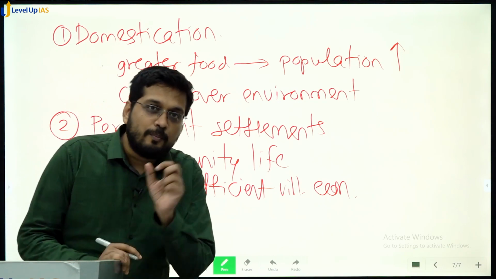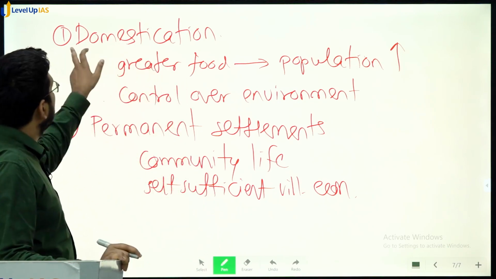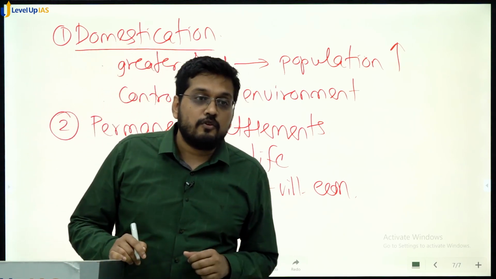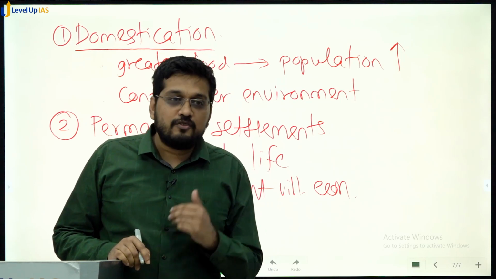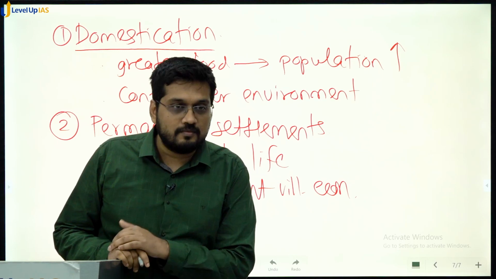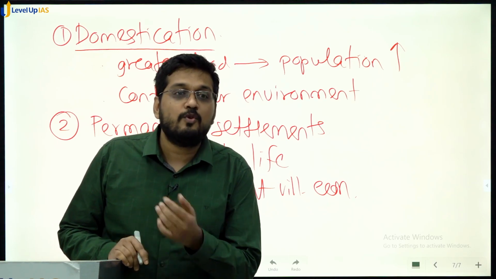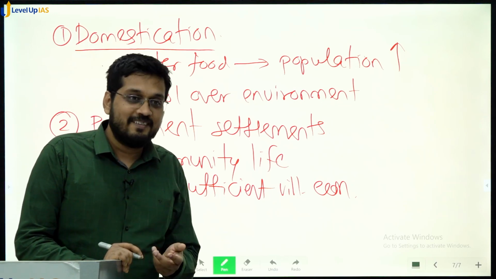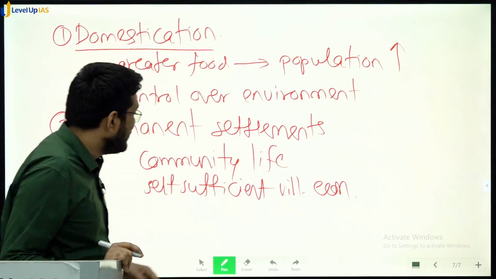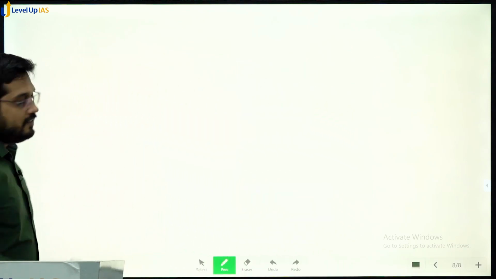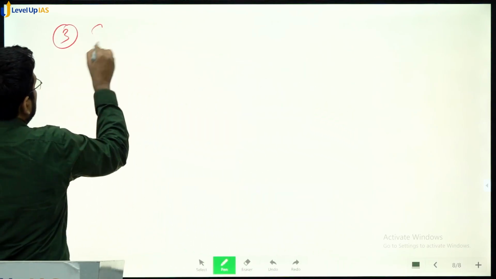So the word domestication that we have used here, that we generally say that humans have domesticated plants, humans have domesticated animals, but actually it has happened the other way around. The word domestic has come from home in Latin. So who is living in homes now? Humans. So it is humans who are domesticated. So anyway, we have the third point. The third point is regarding sedentary life.